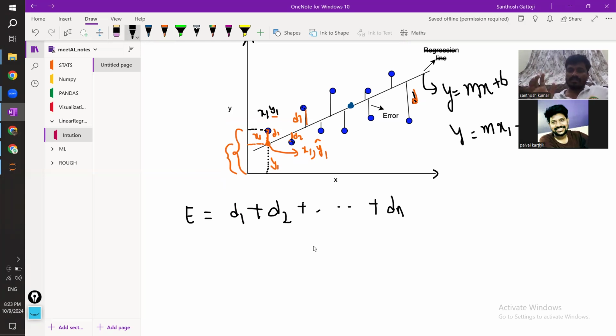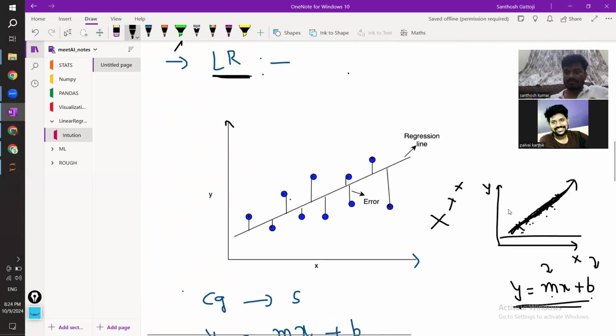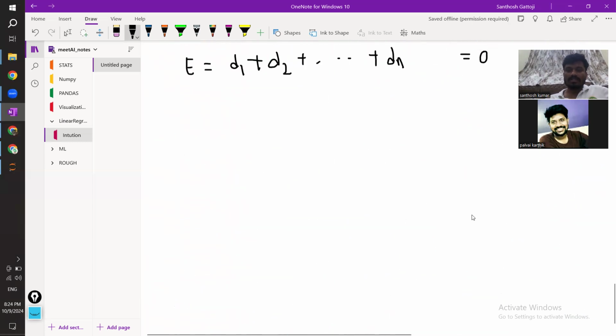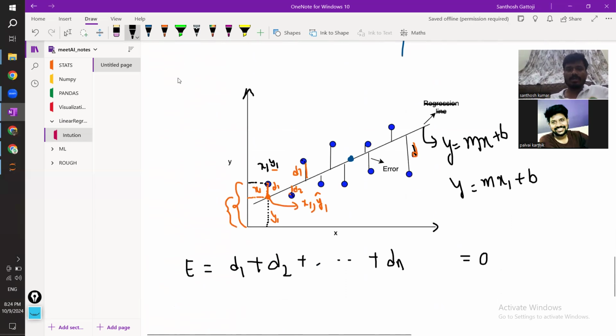Now, one logic is: if all this is completely equal to zero, what does that mean, Karthik? All points are on the line. Perfect. That means there is no error, and the line is able to perfectly pass through all the data points. But that will not be the case most of the time. You are always going to have some error.